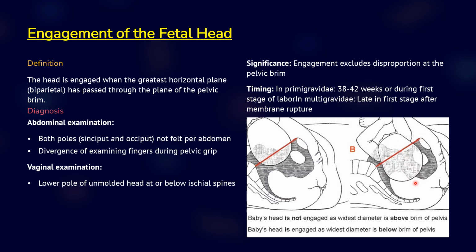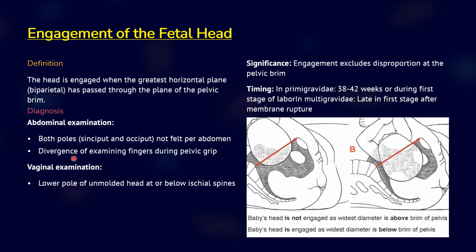So how do you diagnose this? First you need to do the abdominal examination. Okay, so first is when both sinciput and occiput are not felt on abdominal examination. That is, if you remember, we do a pawlik grip, where we try to hold the presenting part and try to move it, right? So here in the pawlik grip we are trying to hold the sinciput and occiput and move it. So if you're not able to feel or hold that, that means the head has been engaged.